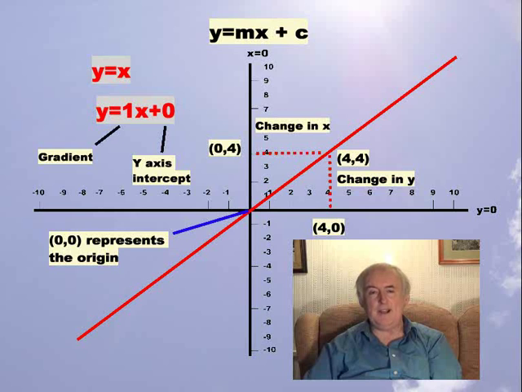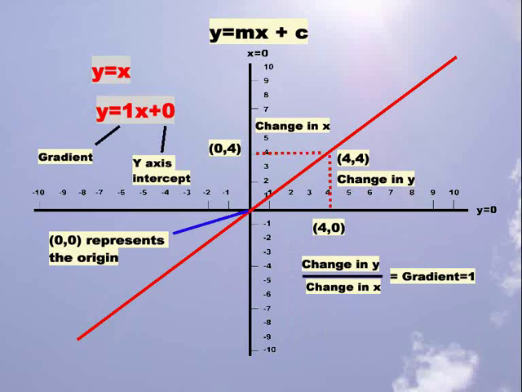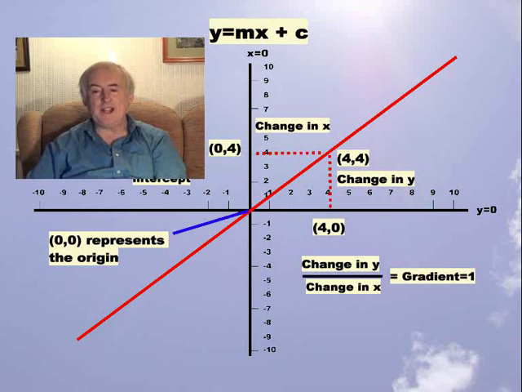Now that fits in with the equation y equals mx plus c, because in this example c is 0, and with m equals 1, y equals 1 times x plus 0. Now in the equation y equals x, the gradient is simply the rate at which y changes divided by the rate at which x changes. You can see from the graph that as x increases from 0 to 4, then y also increases from 0 to 4. Thus the gradient of the line m equals 1.